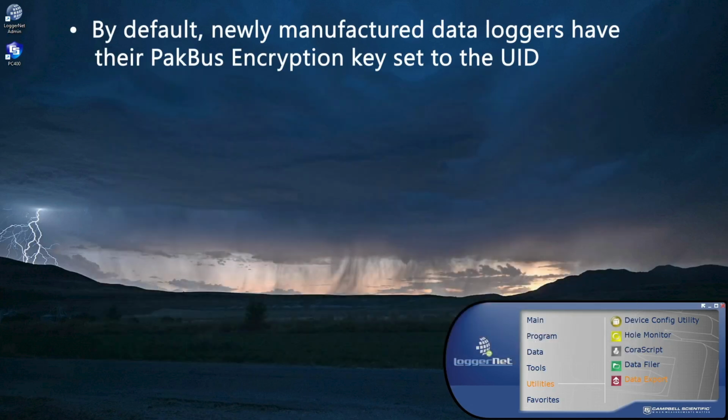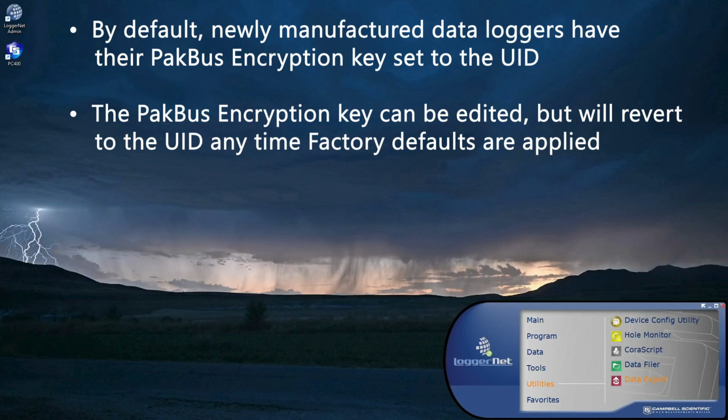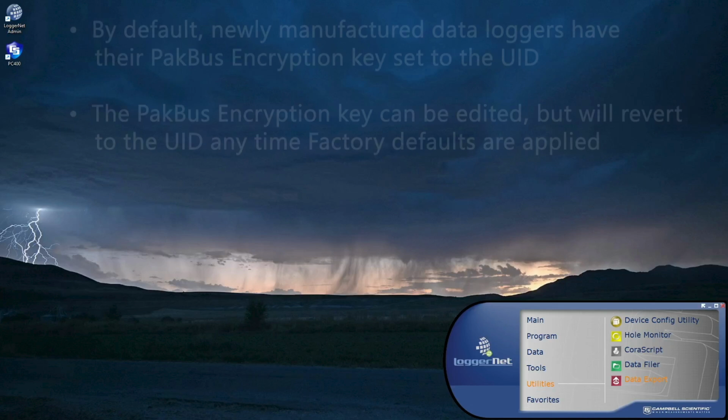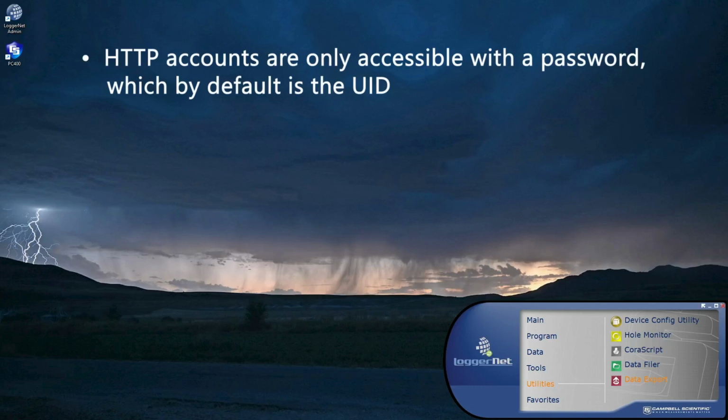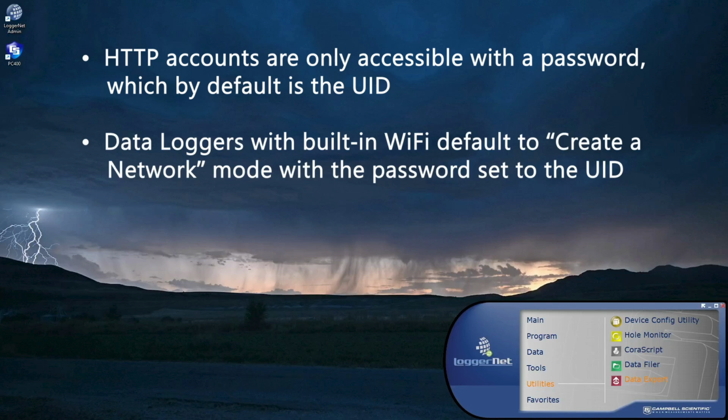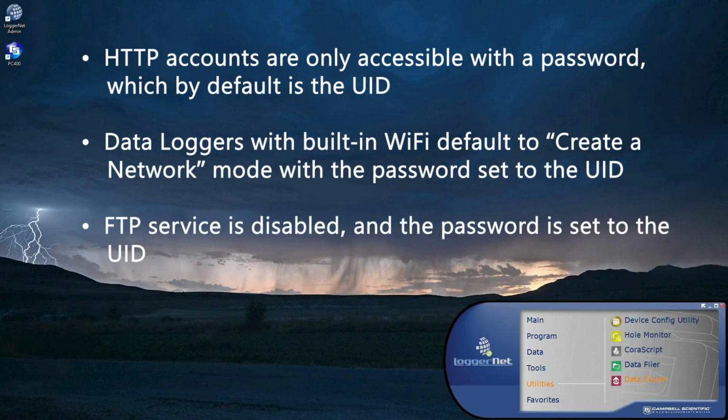By default, newly manufactured data loggers have their PAC bus encryption key set to the UID. The PAC bus encryption key can be edited, but it will revert to the UID anytime factory defaults are applied. Here is how the UID is used to secure remote connections over Ethernet protocols. HTTP accounts are only accessible with a password, which by default is the UID. Data loggers with built-in Wi-Fi default to create a network mode with the password set to the UID. FTP service is disabled, and the password is set to the UID.